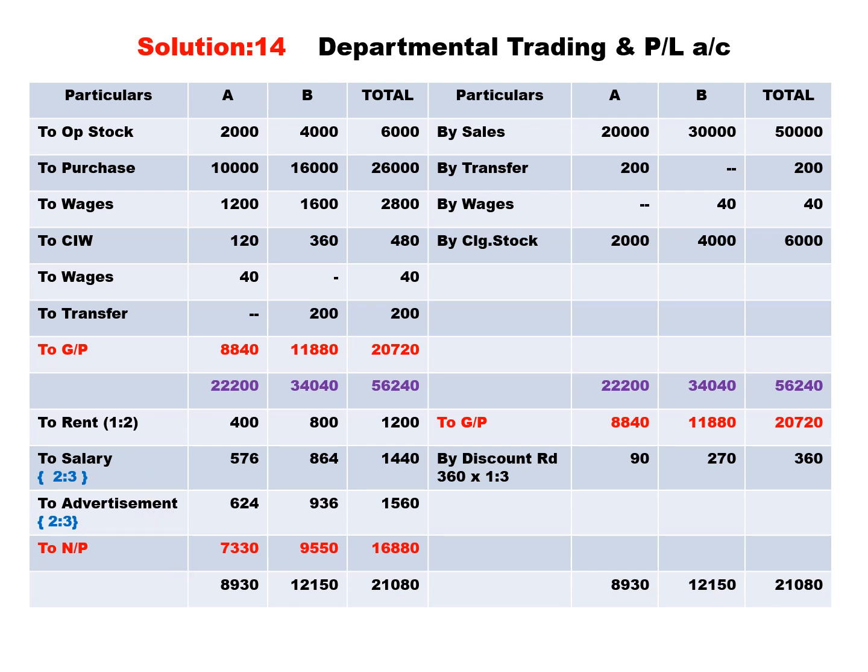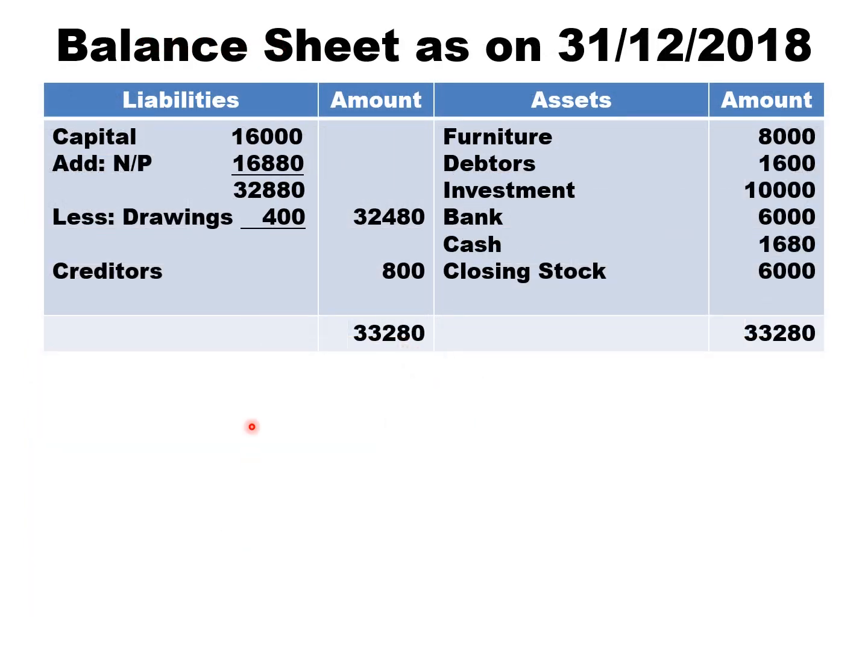Coming to balance sheet, students. So capital 16,000 contributed by the proprietor. Add net profit 16,880, total net profit of A and B together. Less drawings, amount drawn for personal use, in the outer column 32,480. Creditor is a liability 800. Take all assets: furniture, debtor, investment, bank and closing stock of both the departments, A 2000, B 4000, so you get 6000. So thus the balance sheet tallies. So students, kindly work out.